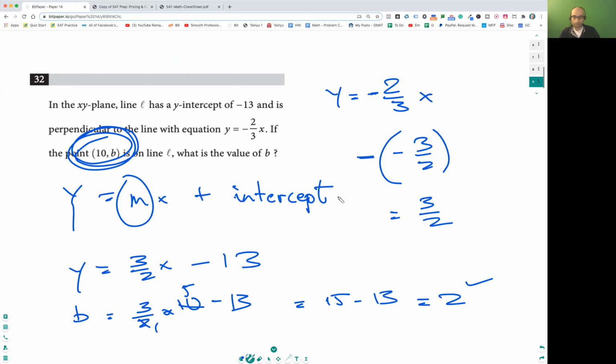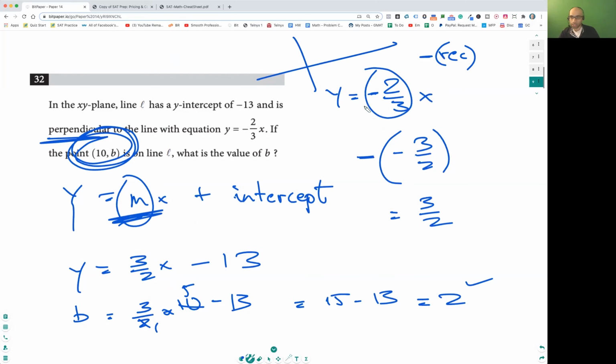Okay, so y is equal to mx plus the intercept. So y is equal to 3 over 2x minus 13. First, you found out the slope. Remember, if you have a line and another line is perpendicular to it, then the slope is going to be the reciprocal, and you take the negative of it. Here the slope is this, so you take the negative reciprocal, which gives you 3 over 2, right? Then you write down y is equal to 3 over 2x minus 13, because the y-intercept is negative 13. Then you plug it in.